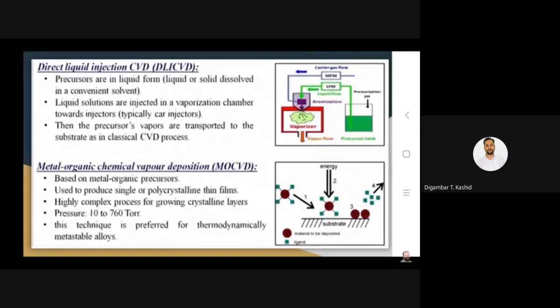Okay. Now let us discuss the next one, metal organic chemical vapor deposition. It is based on metal organic precursors used to produce single or polycrystalline thin films, a highly complex process for growing crystalline layers. Pressure is generally 10 to 760 torr, and this technique is preferred for thermodynamically metastable alloys. Here we generally use metal precursors, and then we need a high energy source. Then the material we are going to deposit is this, as I have shown in the figure also.